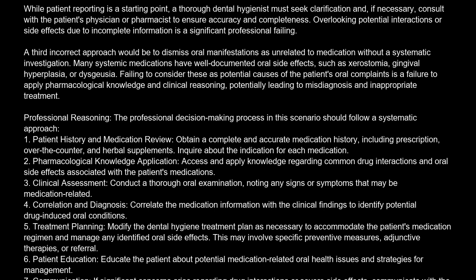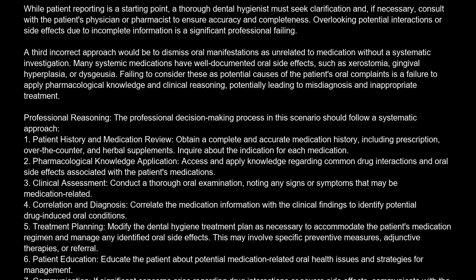Professional reasoning. The professional decision-making process in this scenario should follow a systematic approach. 1. Patient history and medication review. Obtain a complete and accurate medication history, including prescription, over-the-counter, and herbal supplements. Inquire about the indication for each medication. 2. Pharmacological knowledge application. Access and apply knowledge regarding common drug interactions and oral side effects associated with the patient's medications. 3. Clinical assessment. Conduct a thorough oral examination, noting any signs or symptoms that may be medication-related.